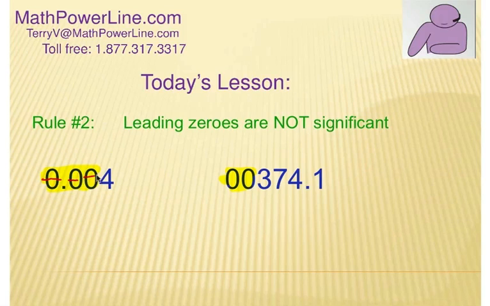That means we can cross these out and realize this is a 3 significant figure number. This has 4 significant digits because we don't count these two leading zeros. All right, simple as that.